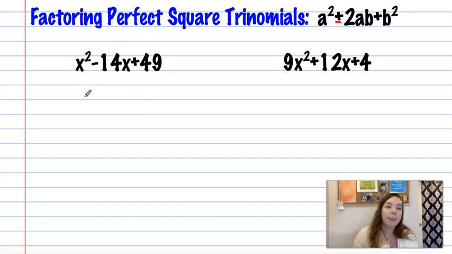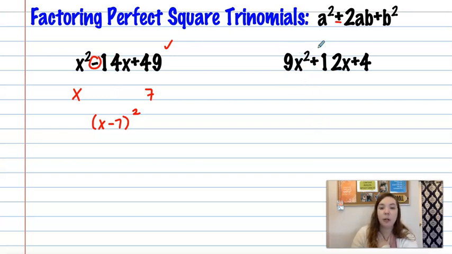But here my square root of x is x, my square root of 49 is 7, and if this is double 7x, then it's a perfect square trinomial. So 7x doubled is 14. That means it is a perfect square trinomial, and I can do x minus 7 squared. And I want to do minus because of this minus.